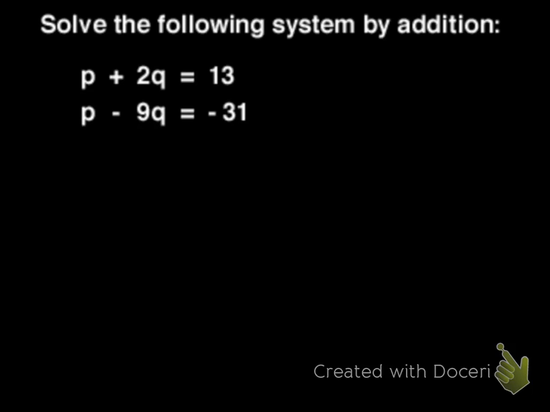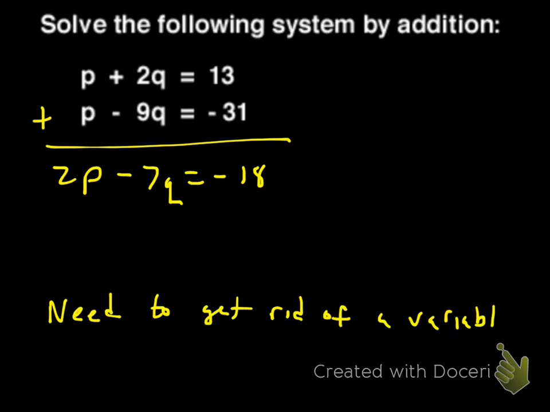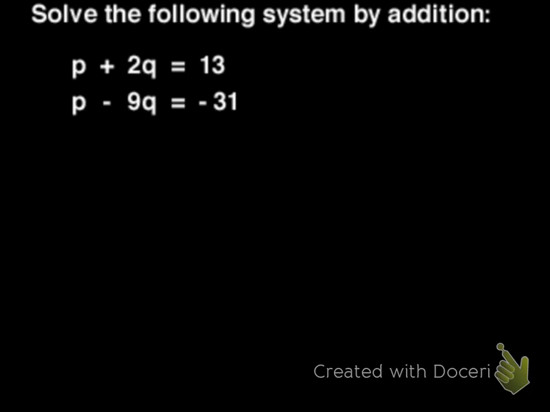We need to cancel them out. If I add this right now, I'm going to get 2p minus 7q equals negative 18. Wow, I really had a hard time there, guys. But that doesn't help us. The point of this is to get rid of a variable. So this doesn't help, and I'm going to erase all this. I'll never touch that button again. That just ruined my world.